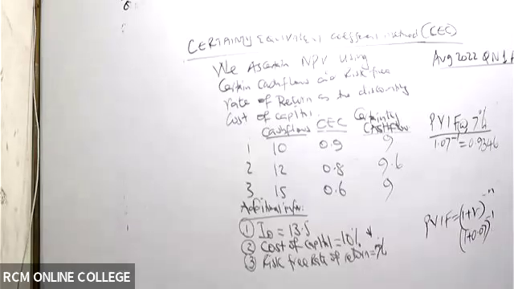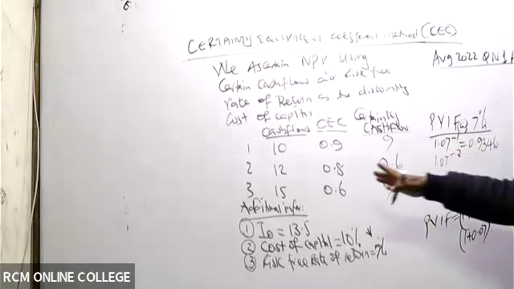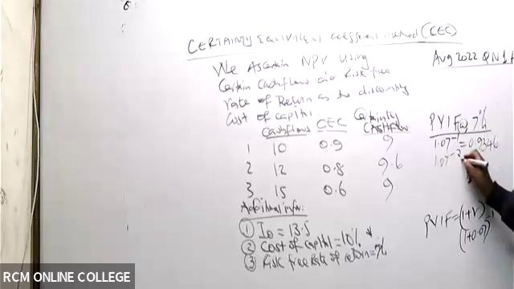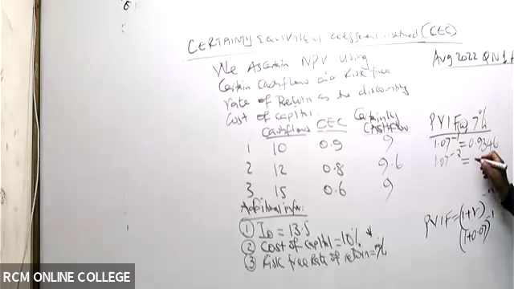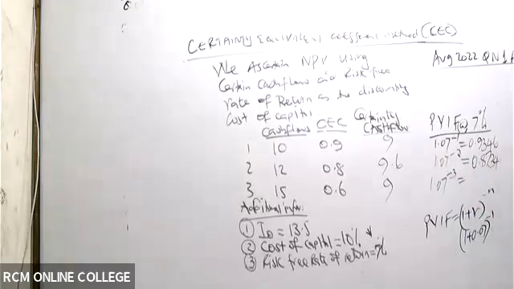And then we have the second one, which will be 1.07 raised to negative 2 because of year 2, which gave you guys what figure here? 0.8734, isn't it? And then lastly, we have here 1.07 raised to negative 3 because of the third year.